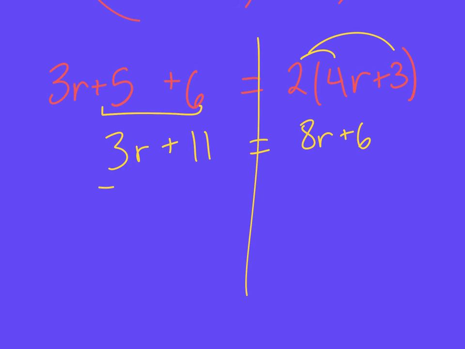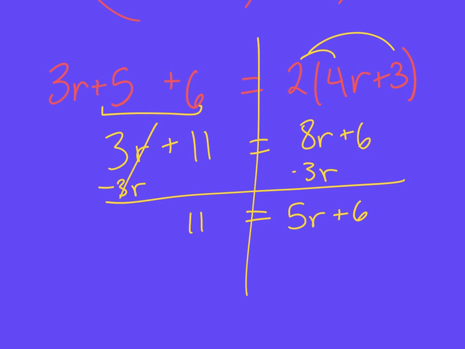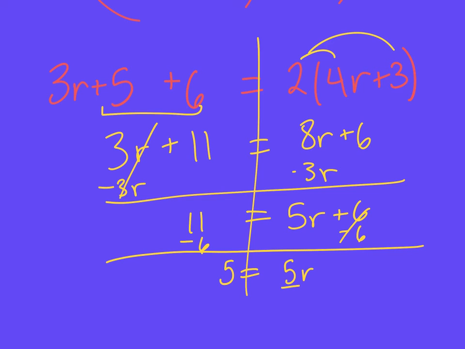Subtract the smaller variable first. 11 equals 5r plus 6. Subtract. 5r equals 5. Last step is to multiply or divide, and we know we are dividing. 5 divided by 5 is just 1. Okay.